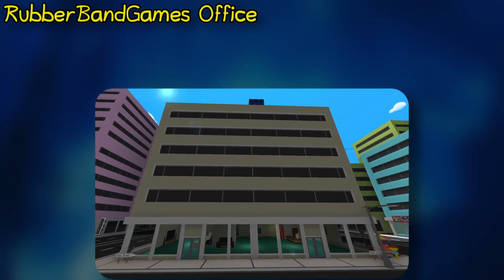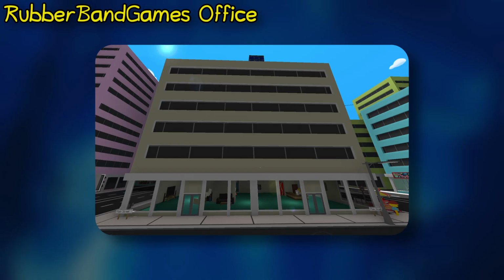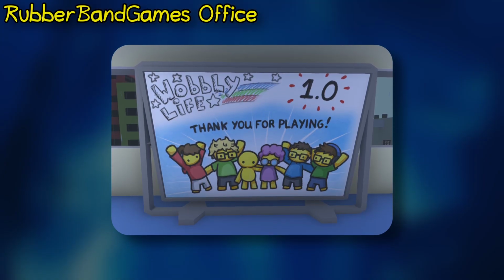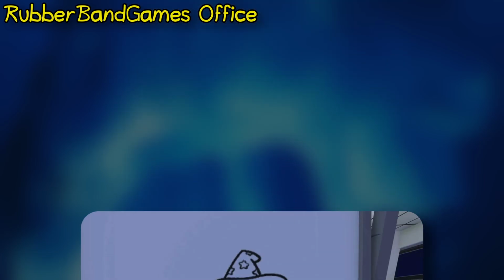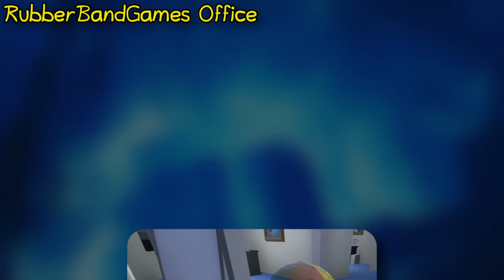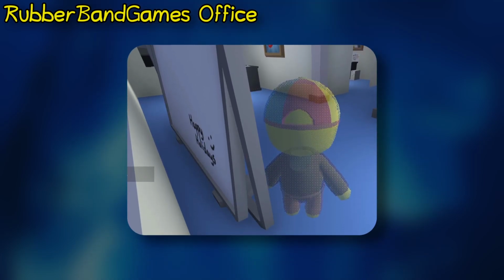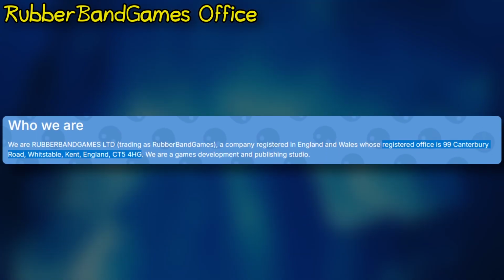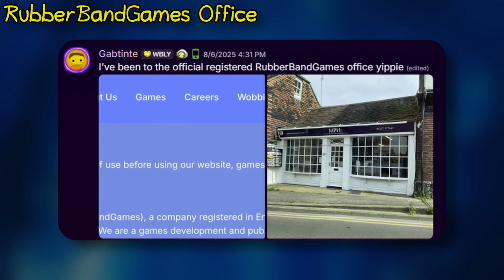Rubber Band Games Office. In the game, there is an office building containing the devs of Wobbly Life. It also contains a whiteboard that always has new art from every update and has a hint for the next update or just a friendly message by the devs on the back. This entry could also reference the registered office of Rubber Band Games in England, though this office isn't actually used by the devs.